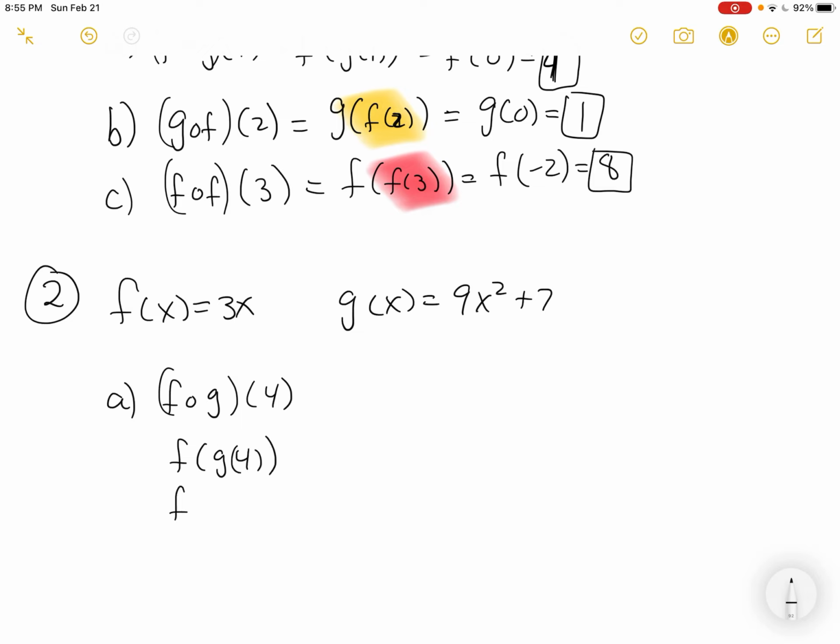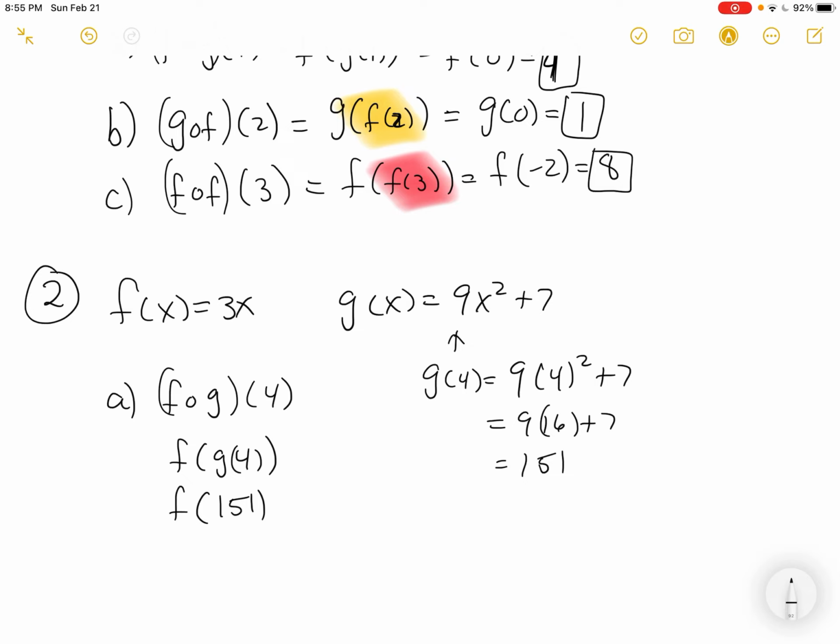So the first thing that we need to do is figure out what g of 4 is. Well, what's g of 4? G of 4 is 9 times 4 squared plus 7, or 9 times 16 plus 7. So you're welcome to grab a calculator, and if we look at 9 times 16 plus 7, we get 151. Okay, so we get 151. So that's what g of 4 is.